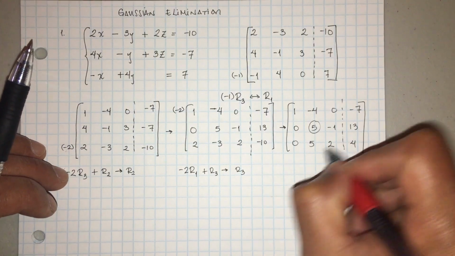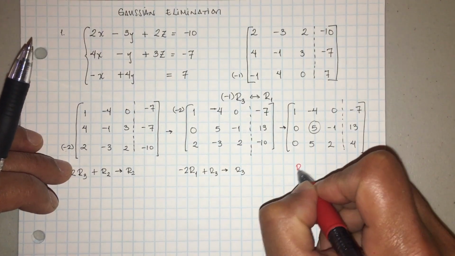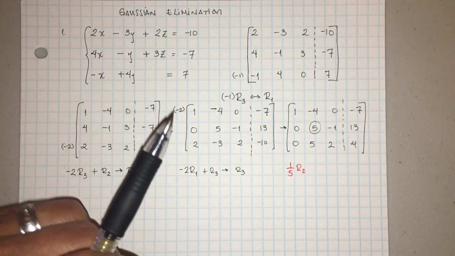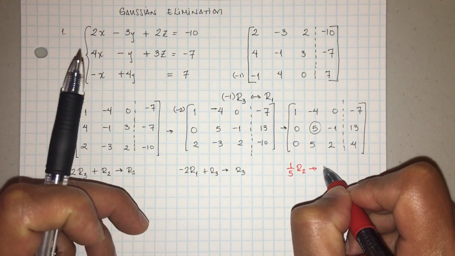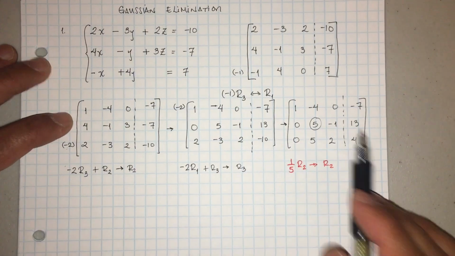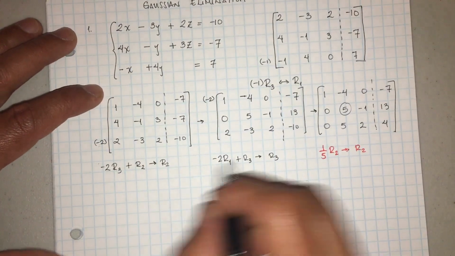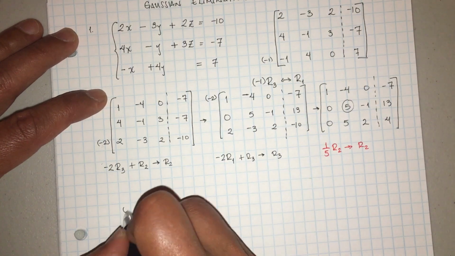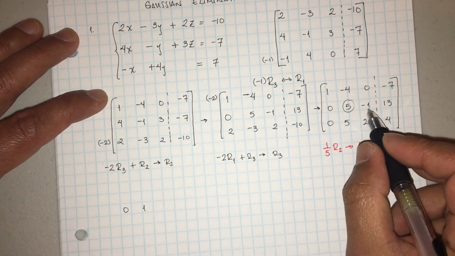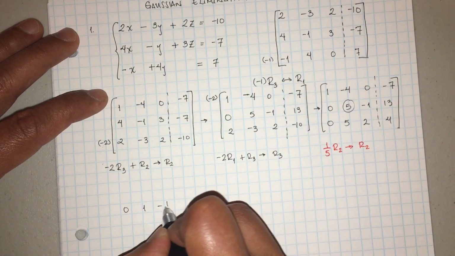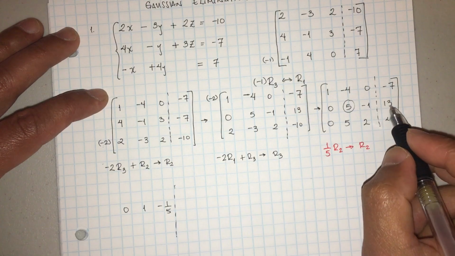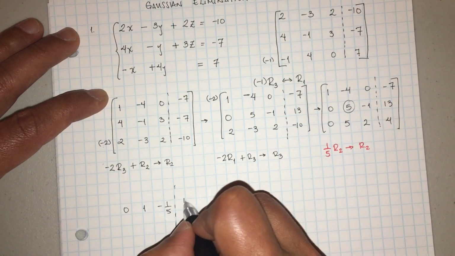Well, I'm going to divide the second row by 5. So it's like multiplying by 1/5. And that guy is just going to stay in the second row. He's not going to go anywhere. Okay, so I'm going to multiply this whole thing by 1/5. 1/5 times 0 is still 0. 1/5 times 5 is 1. 1/5 times negative 1, that's negative 1/5. Okay, and then the last one, 13 divided by 5 is 13/5.